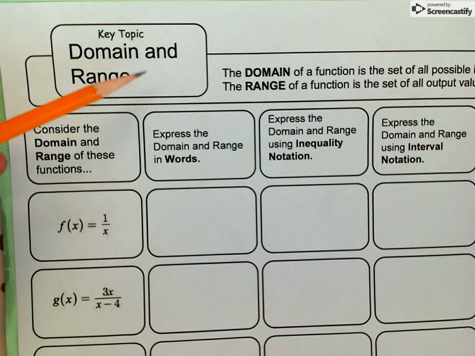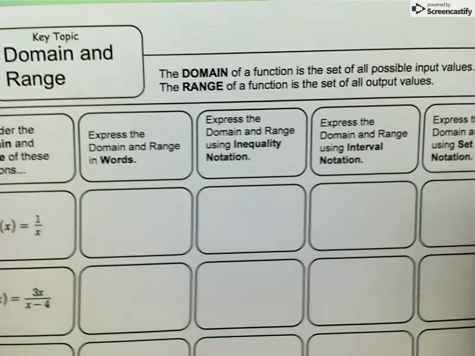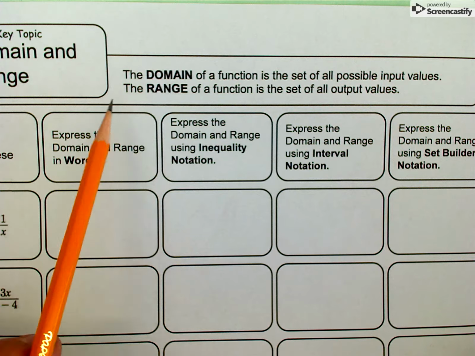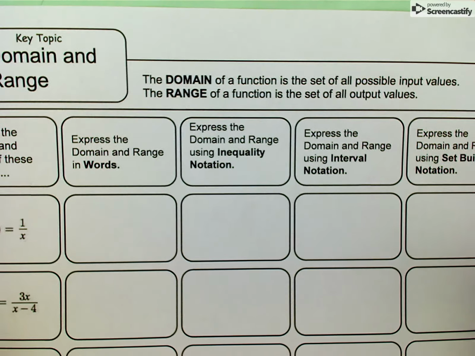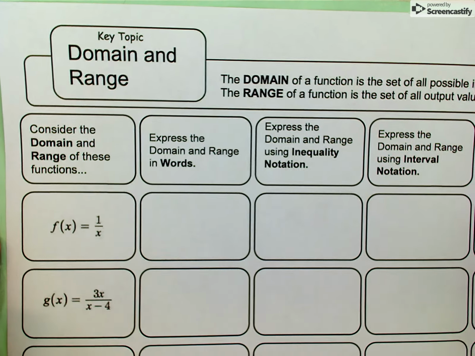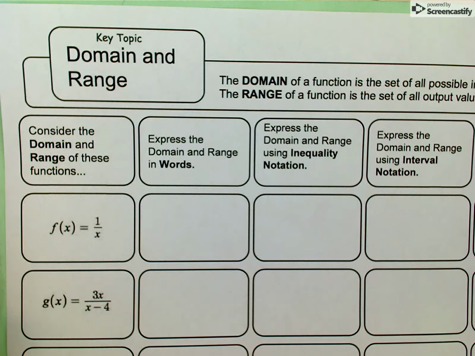So our topic here is domain and range, and we start with just the definition. The domain of a function is the set of all possible input values, and the range of a function is all of the possible output values. So it can be a little tricky to find those sometimes. It's often helpful to look at a graph of a function in order to understand that.